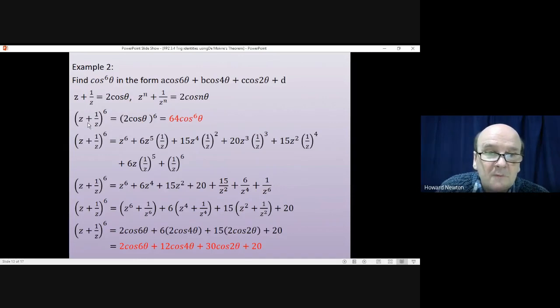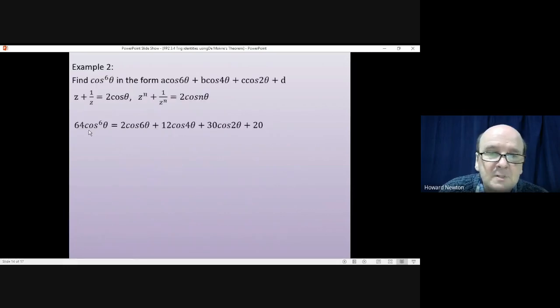Now, we found z plus 1 over z to the power of 6 in 2 different ways. It's not using de Moivre's theorem, it's just using this expansion for z plus 1 over z. So using that, we found out that it's equal to 64 cos to the power of 6 theta. And then by multiplying out the brackets, we found that it's also equal to this. So these two things are exactly the same as each other, which is what we've written here.